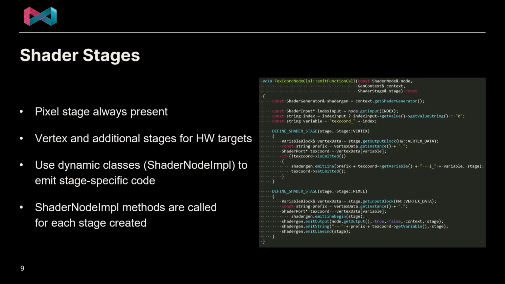But for renderers using OpenGL or other hardware render APIs, you need to handle everything yourself in the shader. So normally you need at least the vertex stage and the pixel stage, and in some cases other stages as well. But by using these dynamic nodes, we can emit stage-specific code. So the methods that emit function definitions and function calls are then called multiple times by the generator, once per stage. And here's one example for the texcoord node in GLSL, where we emit different code if we are called by the vertex stage or by the pixel stage.